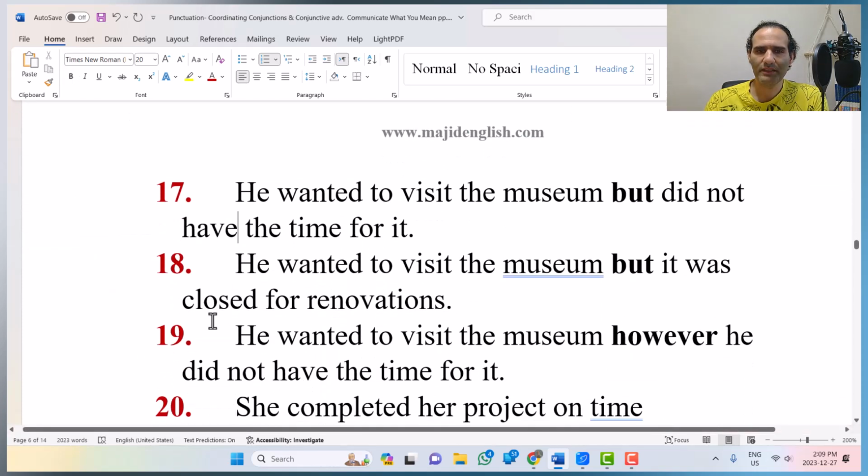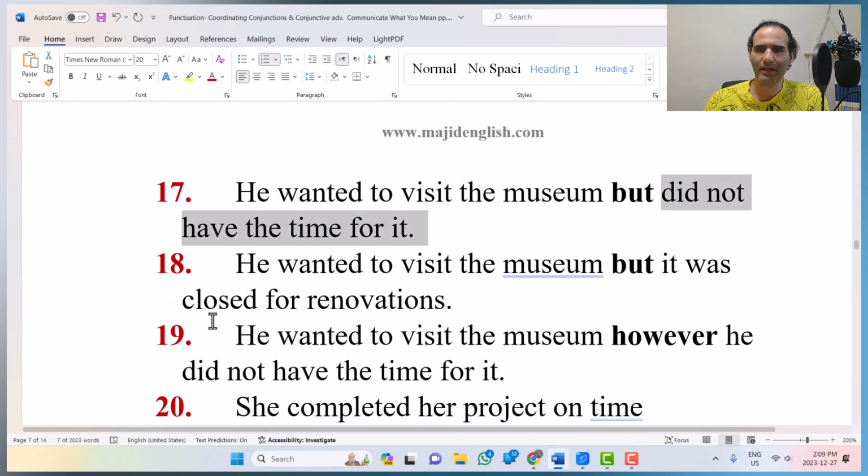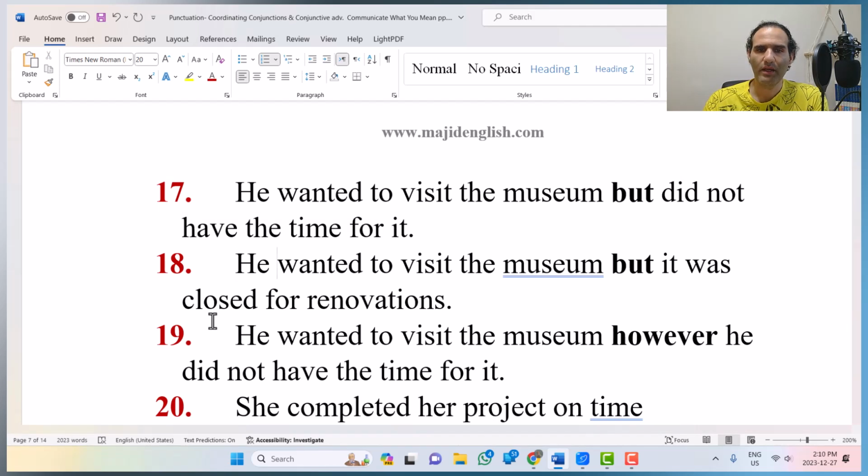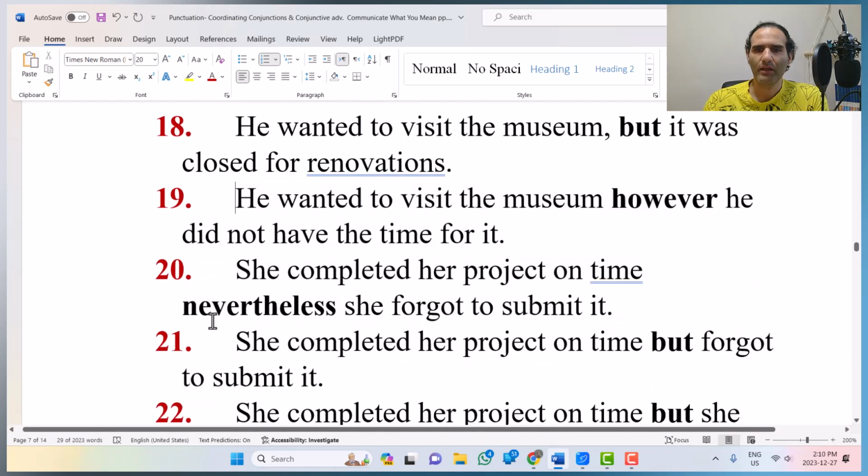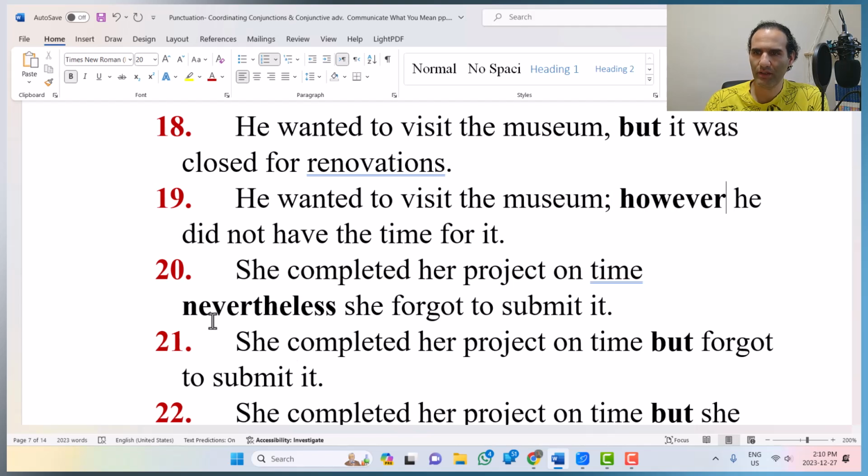Number 17, he wanted to visit the museum but did not have. So, it's not 2 independent clauses, no comma. He wanted to visit the museum but it closed for renovation, so it needs a comma. 2 independent clauses. He wanted to visit the museum; however, semicolon before, comma after.